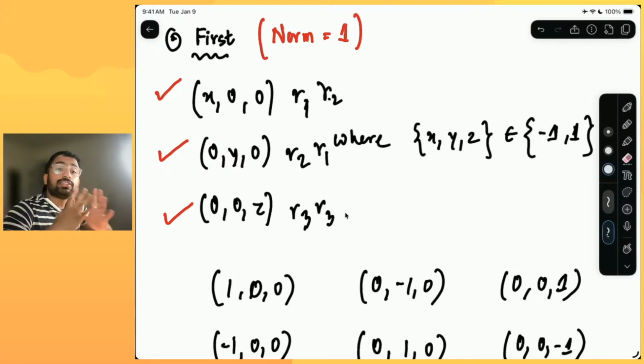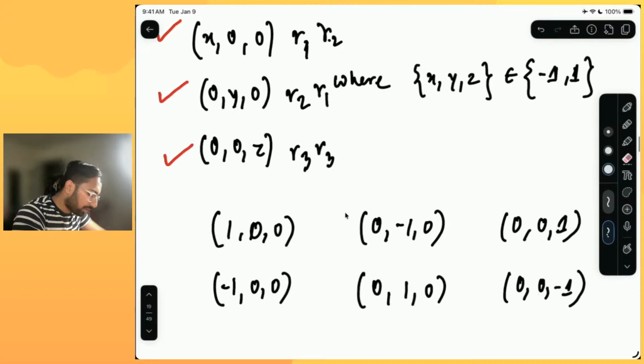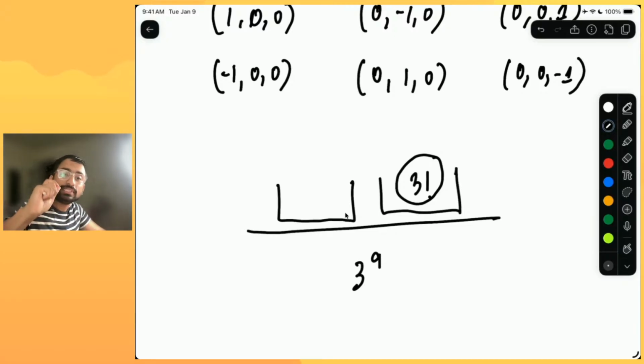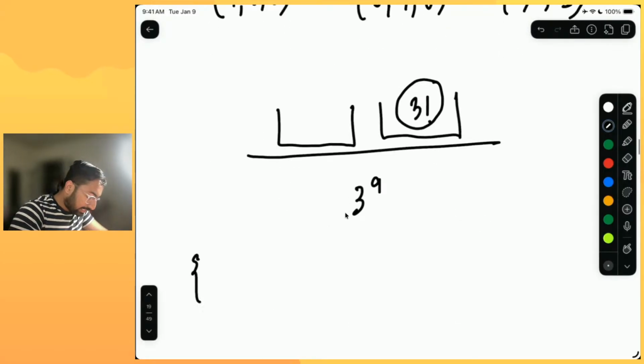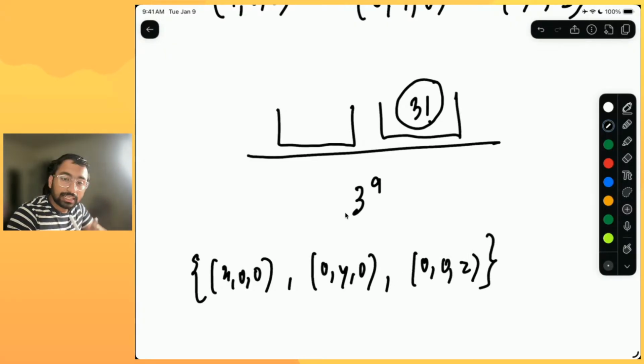So there are 3 factorial ways of assignment. Each of the rows will have only one of the assignments, and there are 3 factorial ways. So there are 3 factorial total ways to assign these different non-zero element types that we have discussed, the norm 1 types. And because of this, x00, 0y0, and 00z, these 3 combine into all possible combinations of orthonormal bases out here, the orthonormal row vectors.